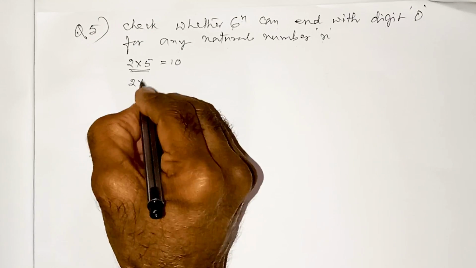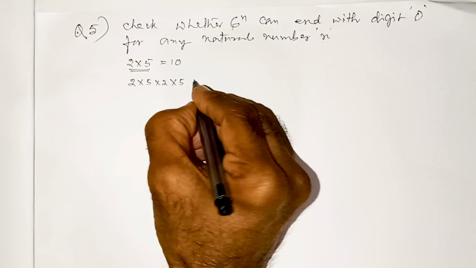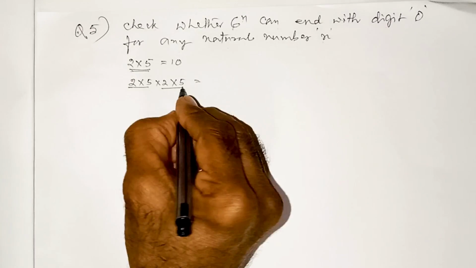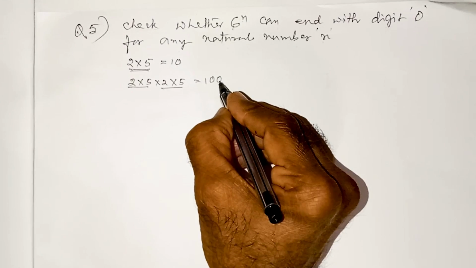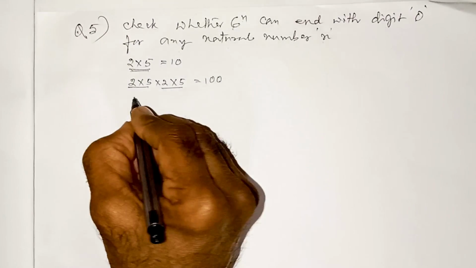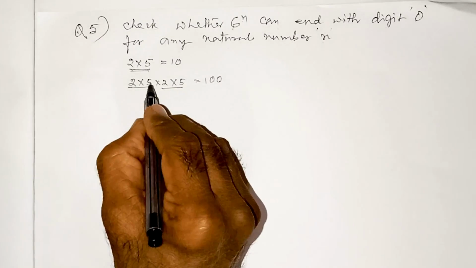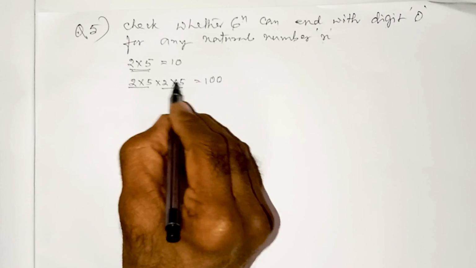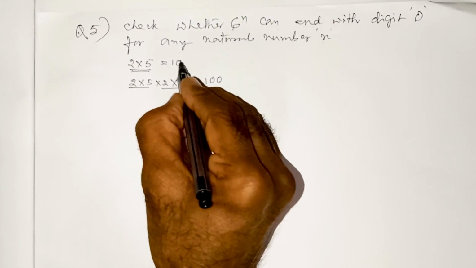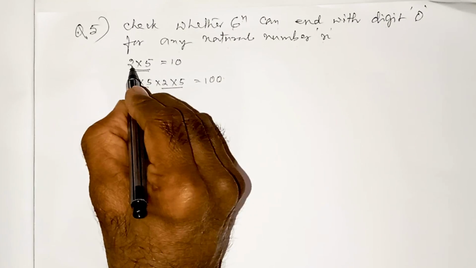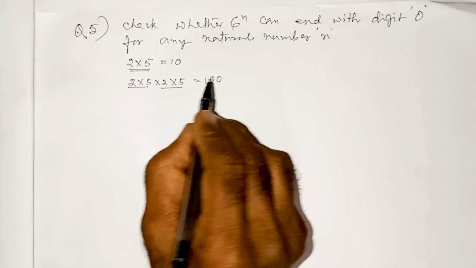Suppose you have 2 into 5 and one more set of 2 into 5, then you get 10 into 10, you get 100. So again you have 0 at the end. Similarly, you can see that either one pair of 2 into 5 or two pairs of same 2 into 5, you get 100. To get 0 at the end, you need to have a pair of this number. This is a compulsory one.